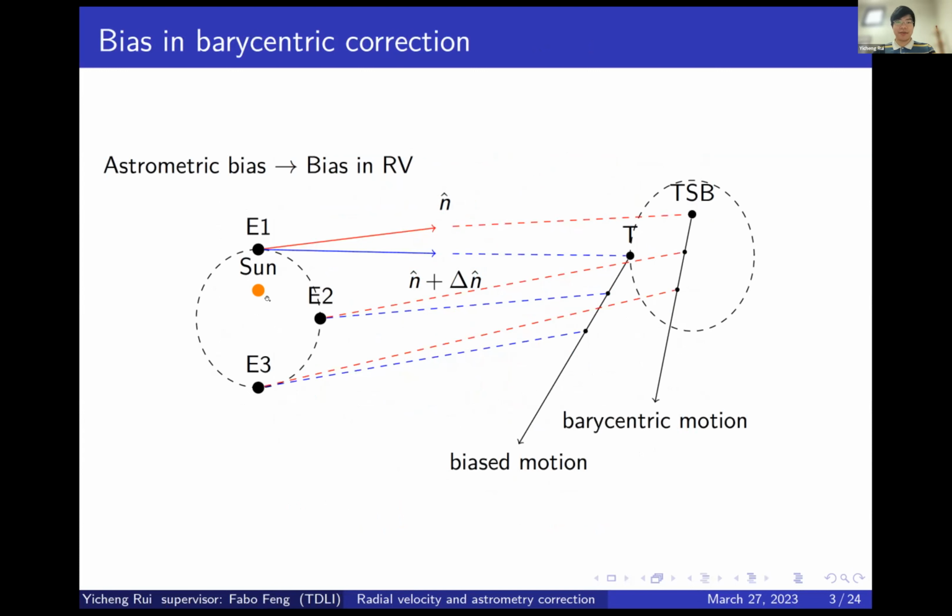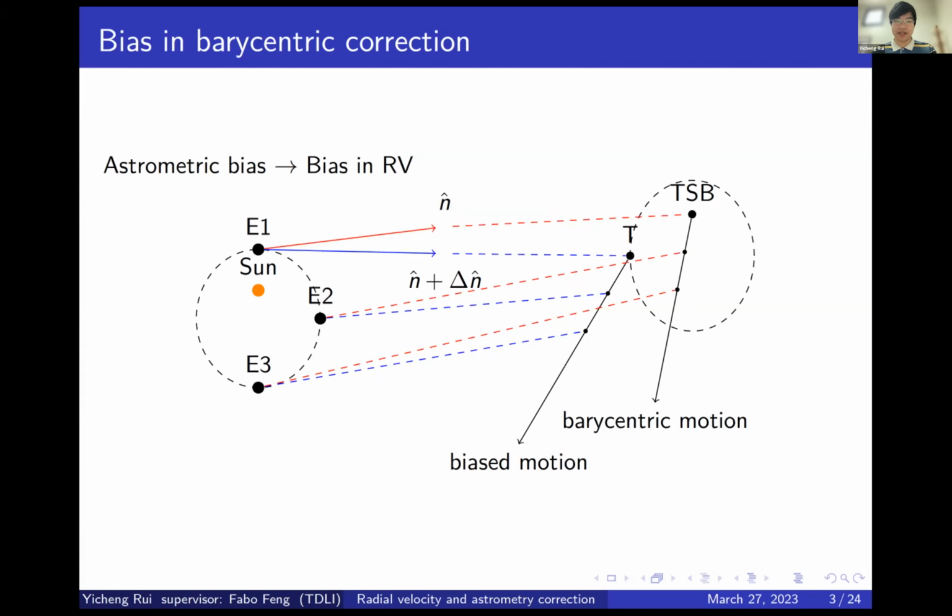In recent years, the barycentric correction has been well modeled to a precision of 1 millimeter per second. So it seems that it's no longer a problem for detecting Earth twins, right? However, these models assume precise input astrometry. So if the astrometry has a bias, then the line of sight direction, the n hat, would also have a bias. And this bias, delta n hat, the bias of the line of sight direction, would increase linearly with respect to time.